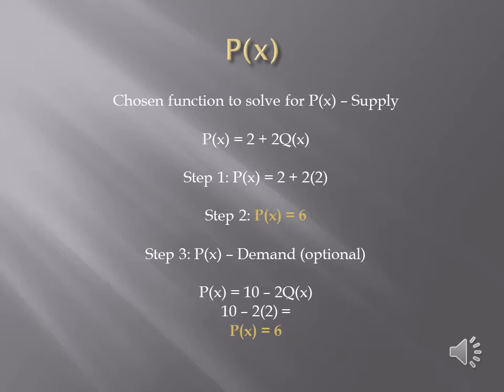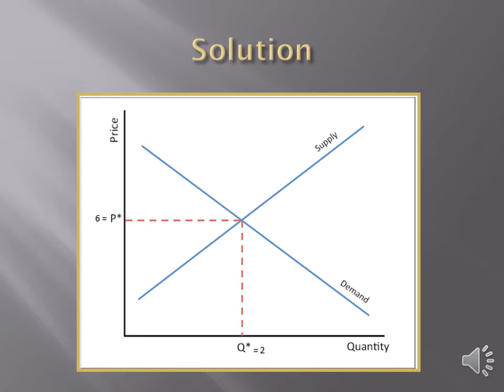Now, to further understand that the demand and supply functions equal each other, I'm going to assess the third step, which should be using the second function to find P of x, by plugging Q of x simply into the second function. We have found the intersection, which would be the equilibrium, P equals 6, which would be price equals 6, and Q equals 2, which would be quantity equals 2.